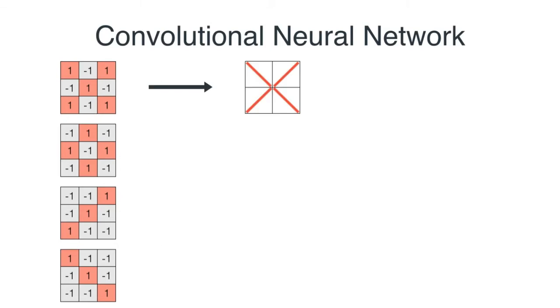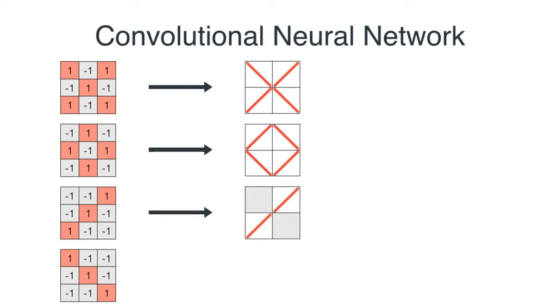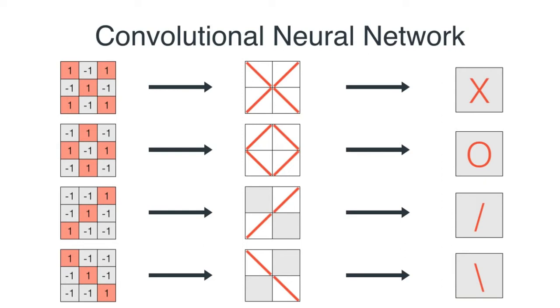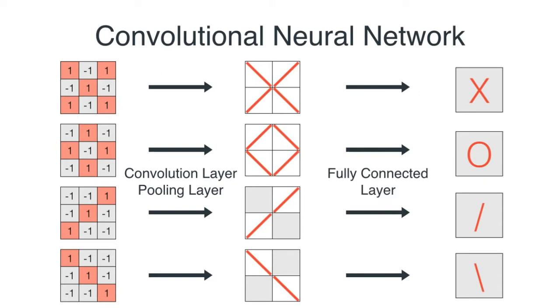So X looks like this combination, and O looks like this, and the forward slash looks like this kind of combination of diagonals, and the backslash looks like this. Then we are going to take another step and turn this into X, O, forward slash, and backslash. Okay, so the first part we have done is a combination of a convolution layer plus a pooling layer. And the second one is called the fully connected layer.